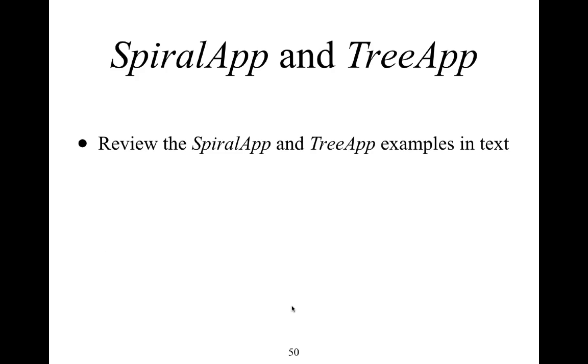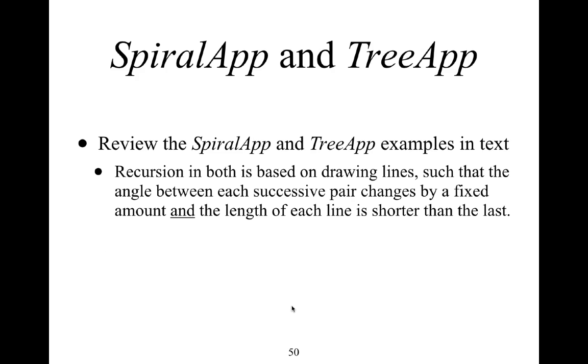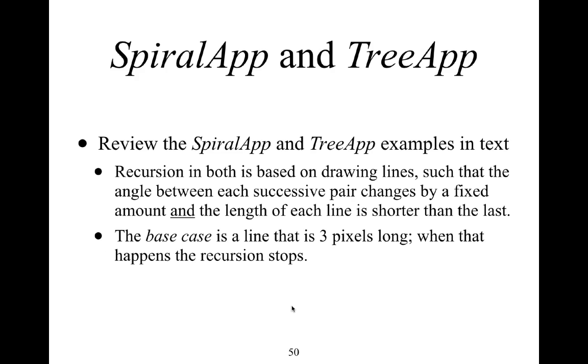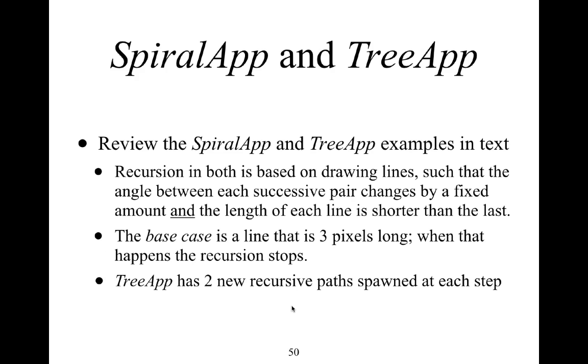So look at the spiral app and tree app examples in the text. Recursion in both is based on drawing lines such that the angle between successive pairs changes by a fixed amount and the length of each line is shorter than the last. The base case is a line that is 3 pixels long. Clearly, the recursion has to stop. It has to keep getting smaller. Tree app has 2 new recursive paths spawned at each step. The base case, therefore, must be reached along all paths.